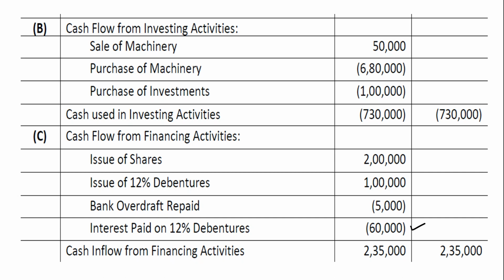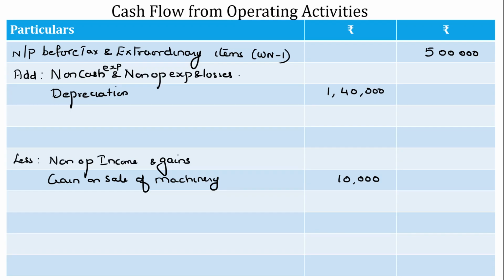But this would have been subtracted in the profit and loss account, arriving at that net profit. So that is a non-operating item, a financing activity part. That has got deducted in arriving at the net profit. So that is an item of non-operating expense which got deducted. Therefore, we have to add back. That is why interest on 12% debentures has to be added back here, and we show it as an outflow in financing activity.